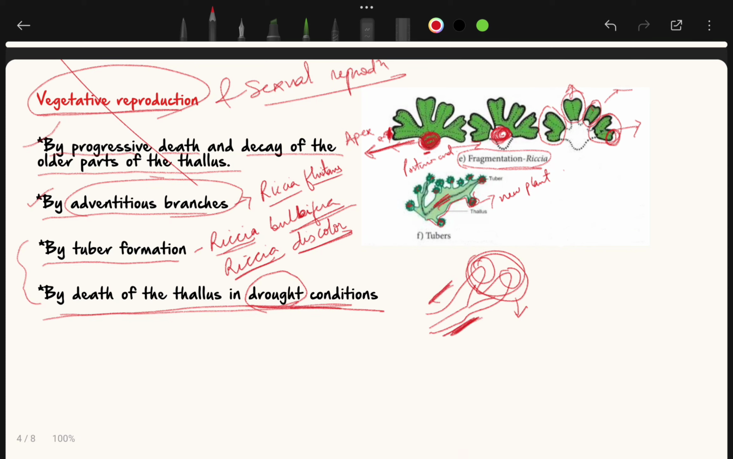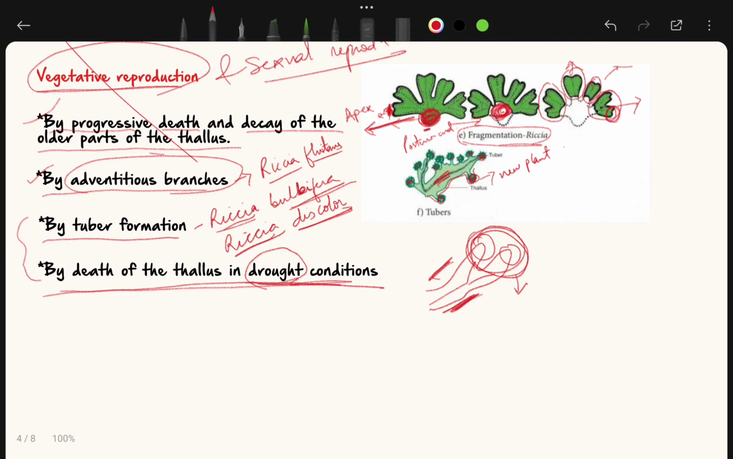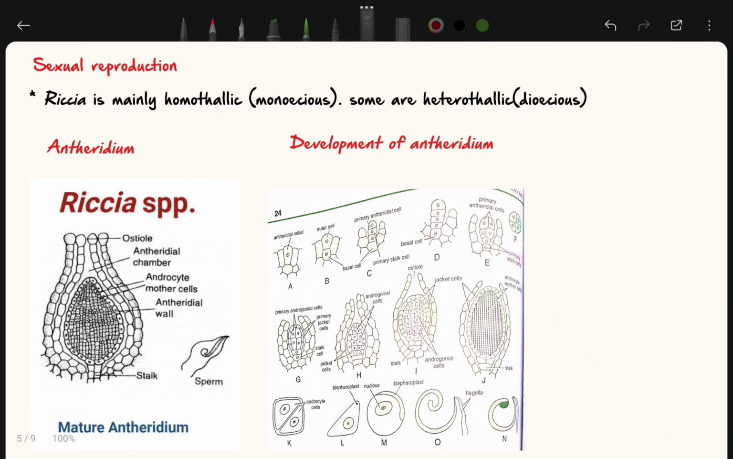And when there is sufficient water, or when everything is favorable during ideal conditions, the apex will again give rise to a new plant. Alright. Sexual reproduction takes place by means of well-developed sex organs. The male sex organ is known as antheridium or antheridia, and the female sex organ is known as archegonia or archegonium. Most of the Riccia are homothallic. They are homothallic, meaning that they bear the female and the male reproductive structures on the same plant.